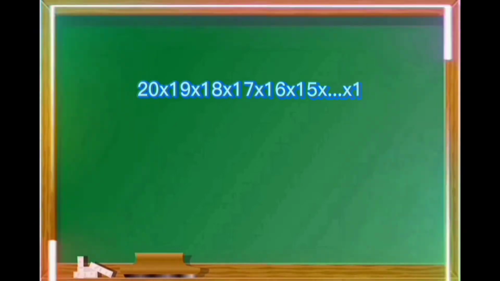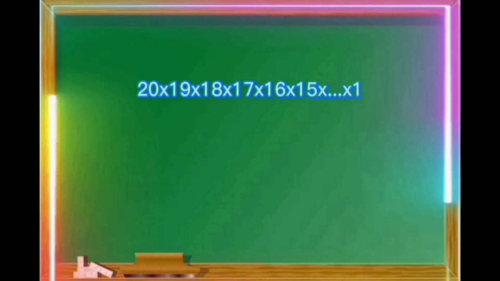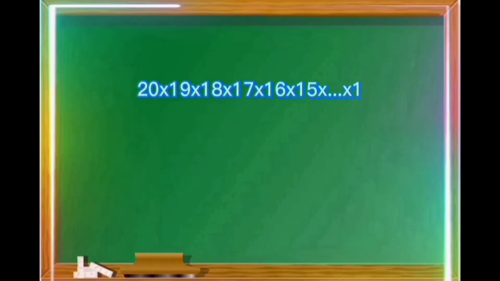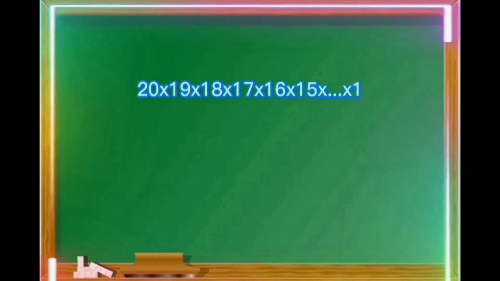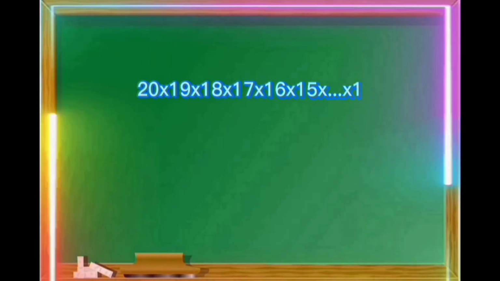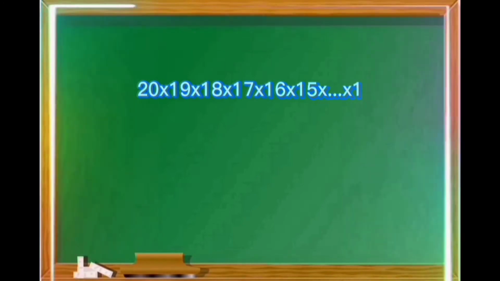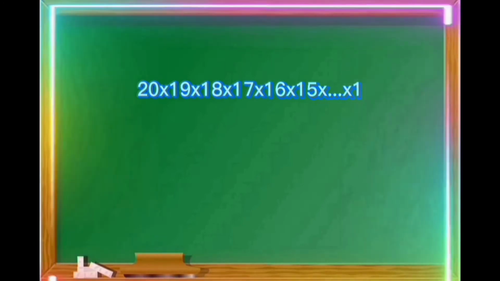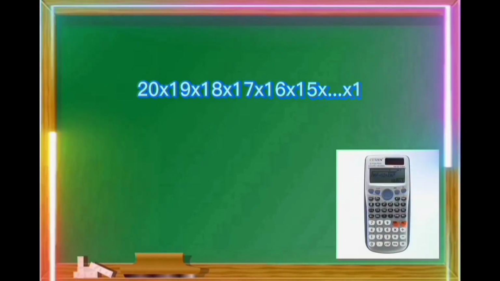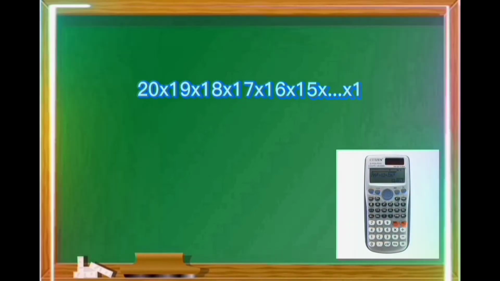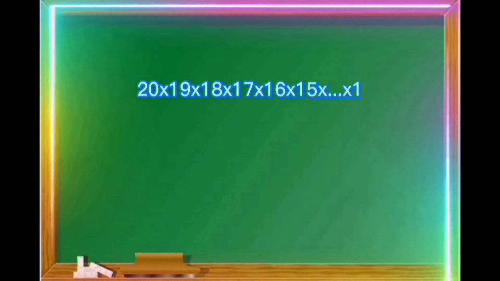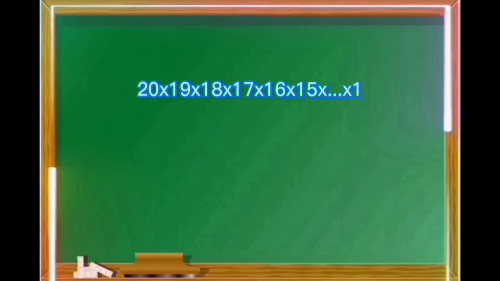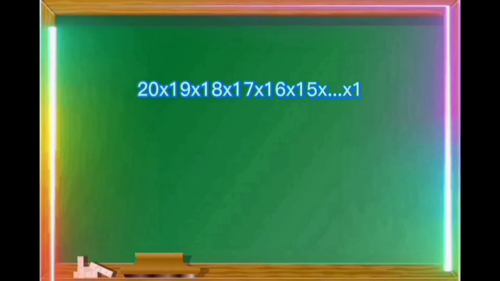Let's have a game first. I want you to multiply 20 by 19, then by 18, then by 17, up to by 1. Can you get the correct answer in just 3 seconds? You're right. It's a no. But with the use of a calculator, you can do it in just 3 seconds. But how? Try to get your calculator.